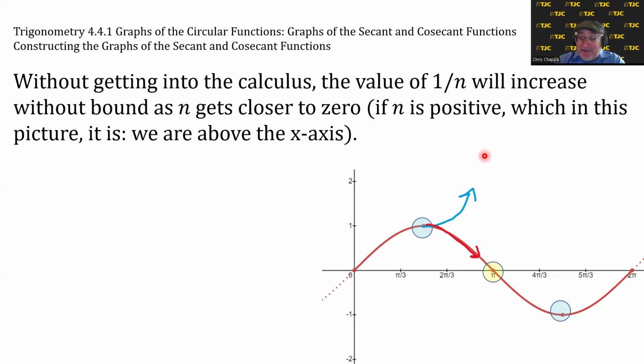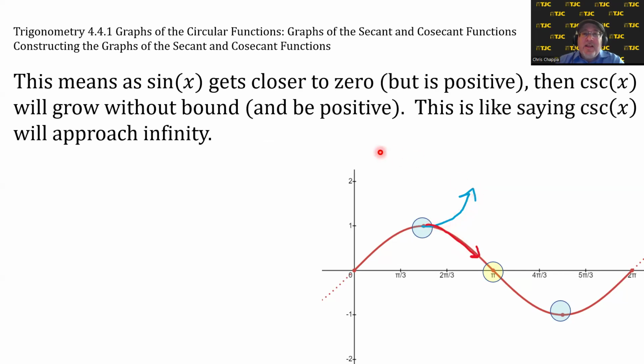Without getting into the calculus, the value of 1 over n will increase without bound as n gets closer to 0, if n is positive, which it is in this picture. We are above the x-axis. This means as sine of x gets closer to 0 but is positive, then cosecant of x will grow without bound and be positive. This is like saying cosecant will approach infinity.